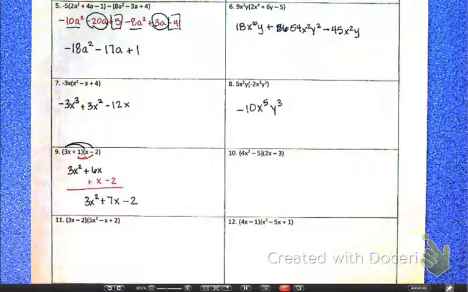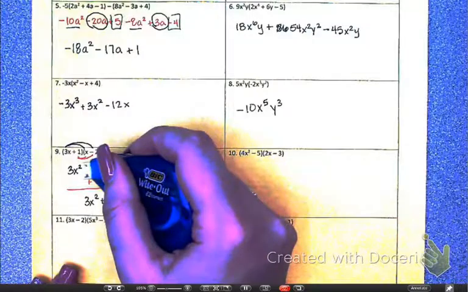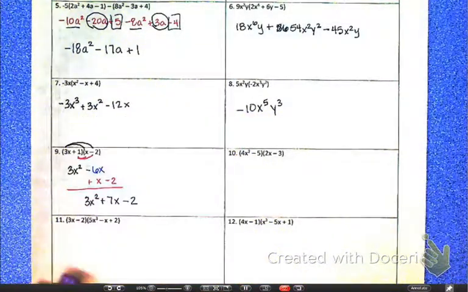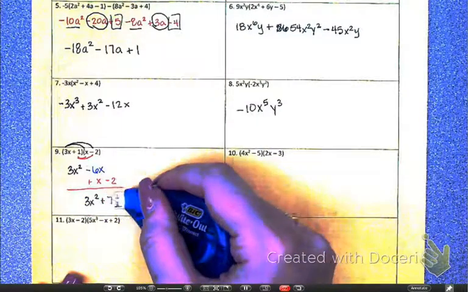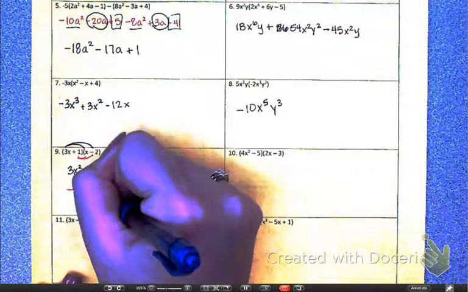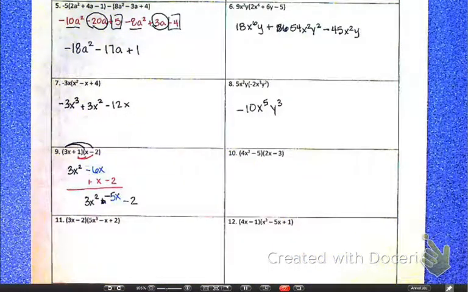Yes? What did I do wrong? It should be a -6. Yes, thank you. Absolutely. This should be a -6, and it should be a -5x. Thank you. So 3x squared minus 5x minus 2 should be your answer.